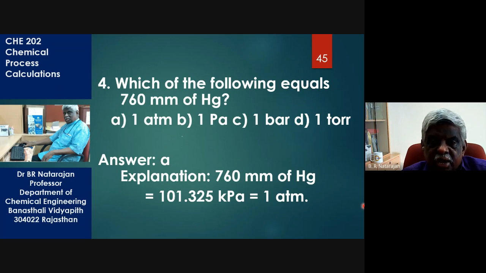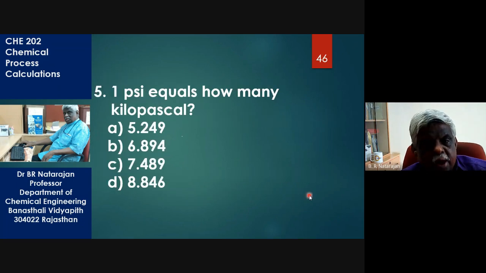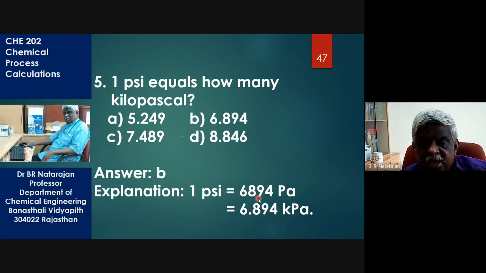So let's do the last question, the fifth one. 1 psi equals how many kilopascals? PSI is pounds per square inch, and you have to jump to kilopascal. So go step by step, right? 14.69 psi is equal to 1 atmosphere, and 1 atmosphere is equal to 101.3 kilopascal. So we use those two relations. Oh yes, 1 psi is 6894 pascal, which is 6.894 kilopascal.